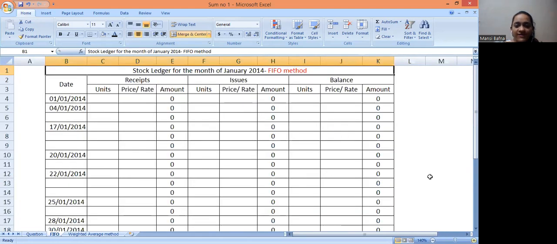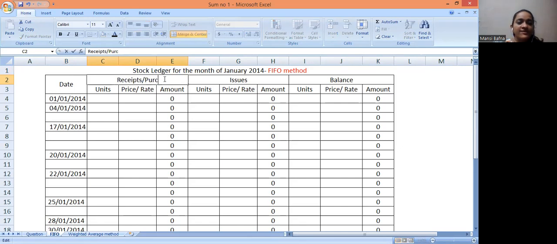Stock ledger for the month of January 2014. Here we have the FIFO method. The first column will talk about the date. The second column will talk about the receipts, that means the purchases that you have done. The receipts and purchases are one and the same. Here we have again three columns: units, kitne units हमने purchase किए, the rate at which we have purchased the units, and the total value of the transaction. Again, in the issue, that means the sale transactions, here also we will have the bifurcation of units, the rate, and the total value, and then the balance. That will give us the balance after each transaction.